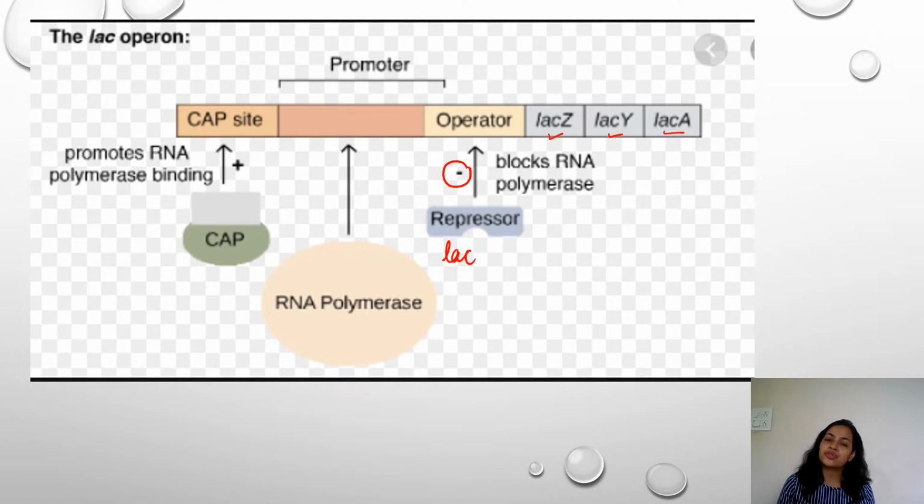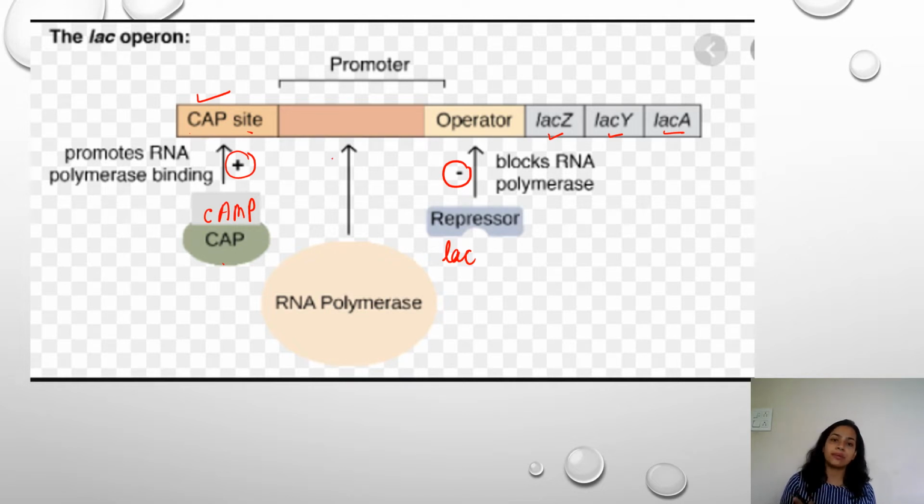Just upstream of that there is another sequence known as the CAP site or CAP binding site. Today we'll talk about this CAP site and this CAP protein. A CAP protein along with another molecule, cyclic AMP, will bind to this CAP site and give the positive effect. This will promote the binding of RNA polymerase.